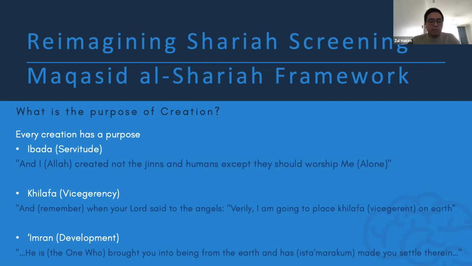And why did Maqasid Sharia come about? So Maqasid Sharia, in very brief, came about to help or to minister to human beings to achieve these three purposes of creation.